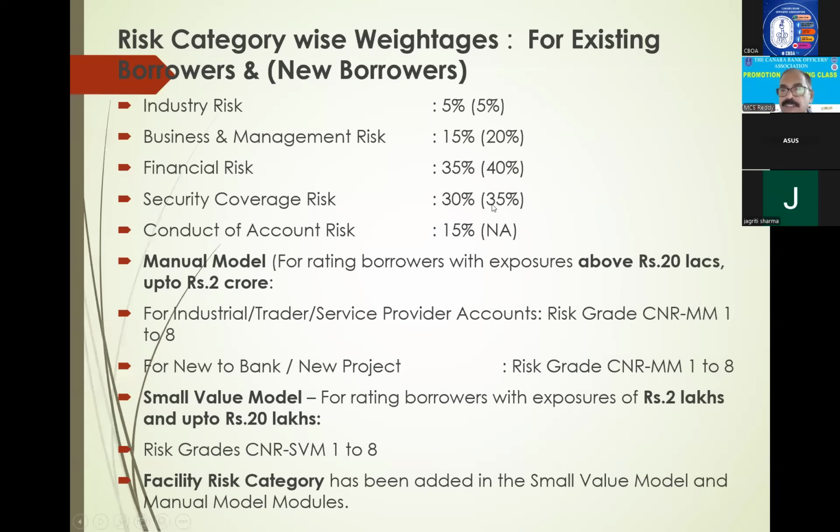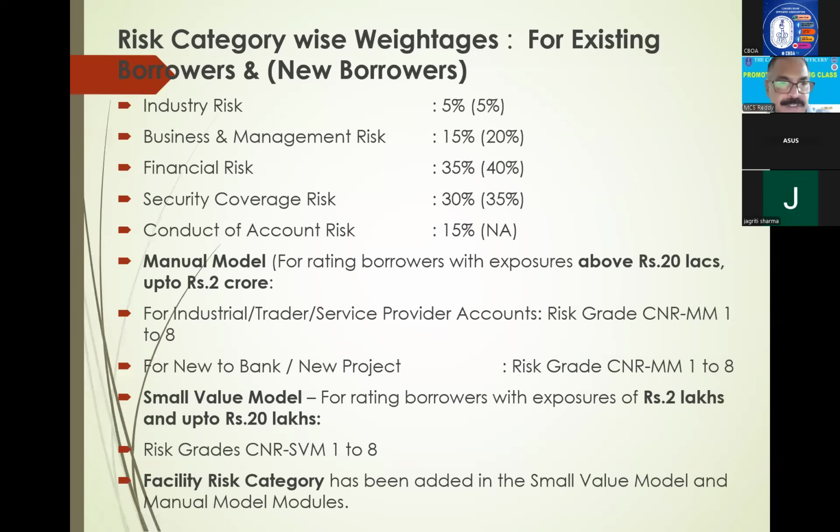Security coverage, 30% or 35%: 30% in case of existing borrowers and 35% for new borrowers. And conduct of accounts. It is for existing borrowers only, because we have all the balance sheets, and based on that we see. Whereas for new borrowers, there is no account, so conduct of accounts is not applicable.